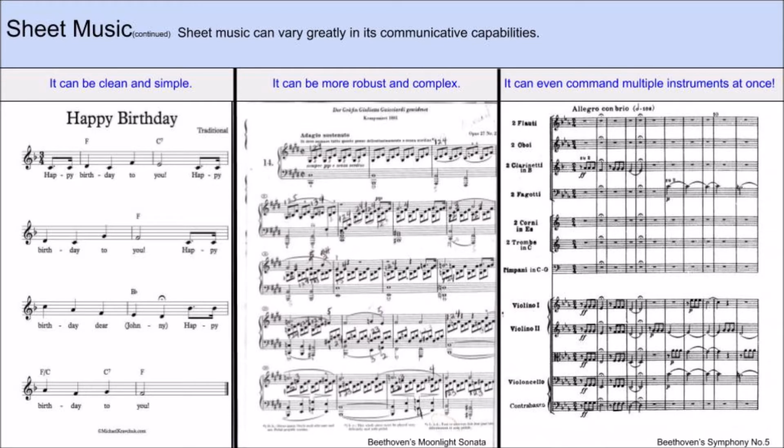In the middle, we have the more complex Moonlight Sonata by Beethoven. And on the right, we have Beethoven's Fifth Symphony. This is an example of multiple instruments all being instructed on one piece of sheet music.